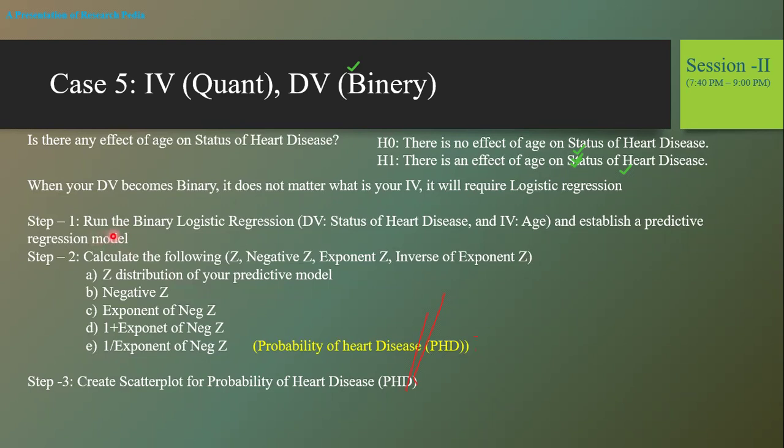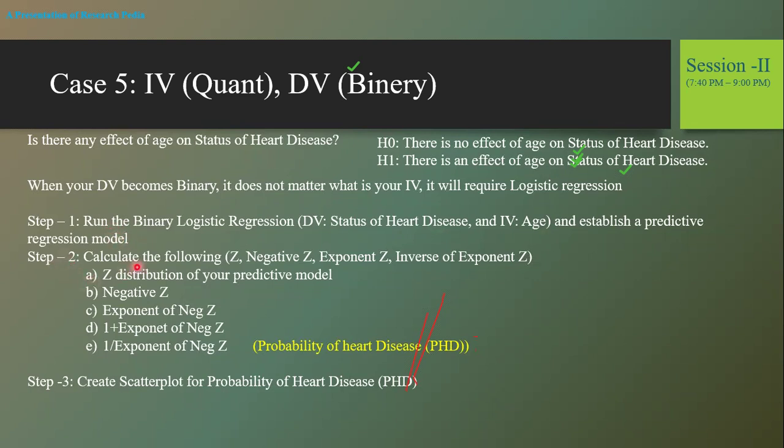The first step is that you need to run the binary logistic regression with DV, that is status of heart disease that we have previously discussed, and our IV as age. And we need to establish a predictive regression model. I will let you know how we will establish a predictive regression model using the first step.